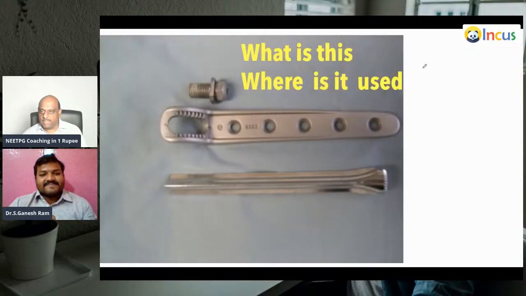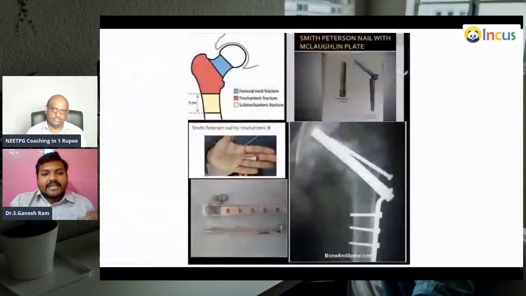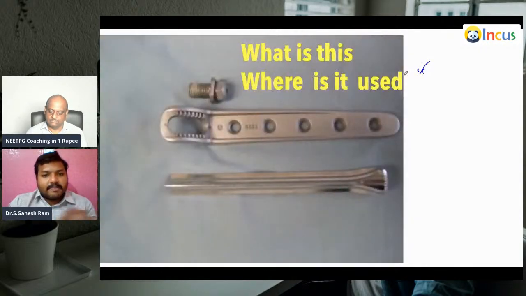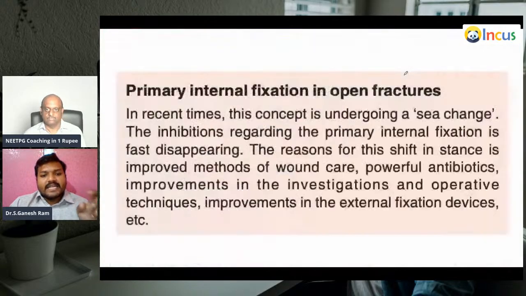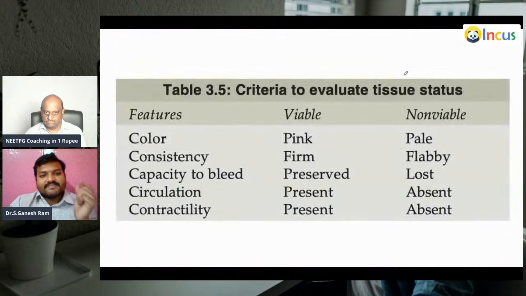So what is this and where is it used, doctor? This is a very old implant, sir. Nowadays, we are not using this. The plate with the holes is called a McLaughlin plate. And the other one would be a nail, the long rod. That is called the Smith-Petersen nail.